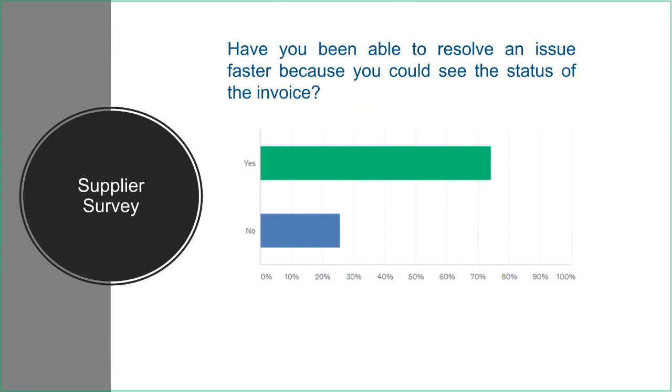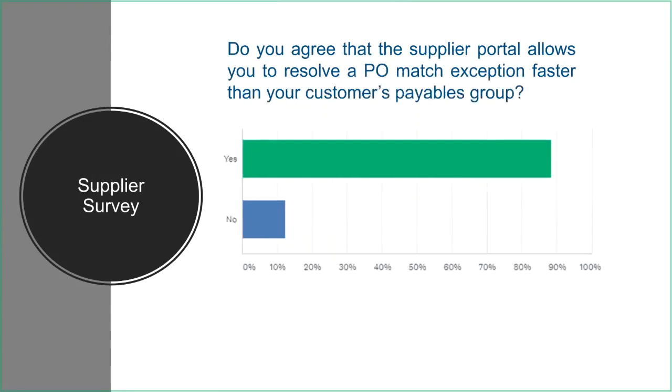In addition, the majority of suppliers feel that they can help resolve issues far faster by having access and visibility into the status of their invoices. And finally, this is one we found both insightful, but also pretty obvious when you stop and think about it. Of course, suppliers can fix issues on their invoice faster than anyone else because it's their invoice. As you saw demonstrated from John, they want to get paid, and this is important.